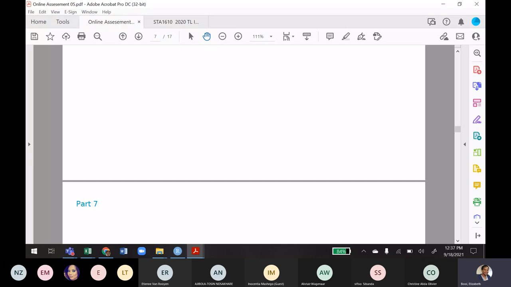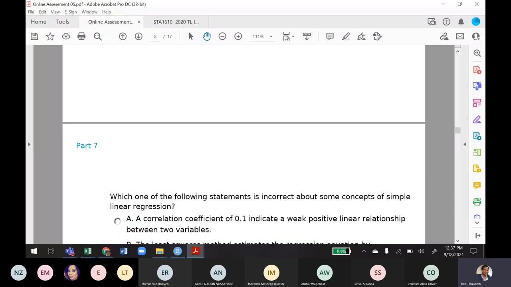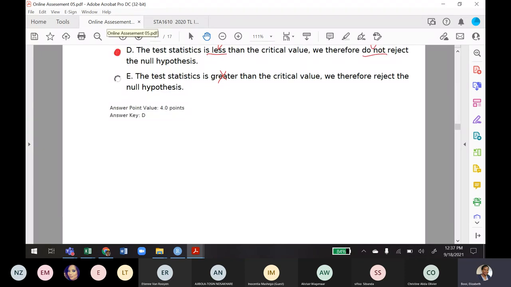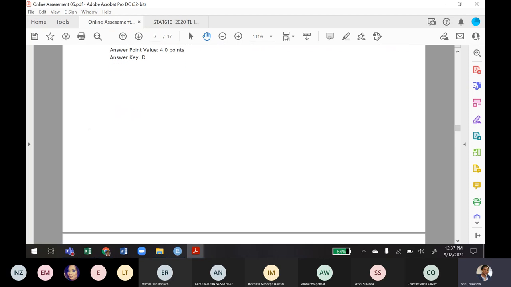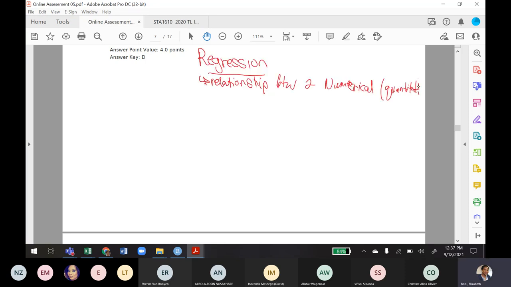Now, we're done with chi-squared. Now we move on to the regression. So now let's recap on regression. In a regression, we test the relationship. When chi-square is testing the relationship between two categorical variables, the regression tests the relationship between two numerical, or what we call quantitative variables.